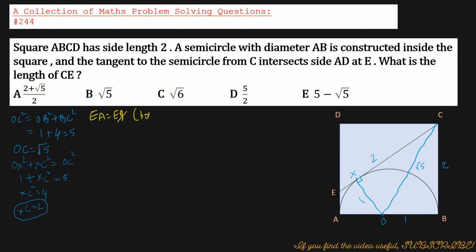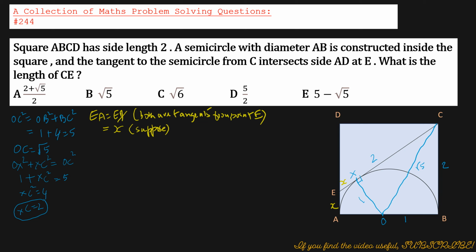Both are tangents drawn from the same point, from point E. So if they are equal, I can assume that this is X, then this would also be X. Suppose they are both X. So EA equals EX equals X. Okay, X units or X centimeter, whatever. So that's X.